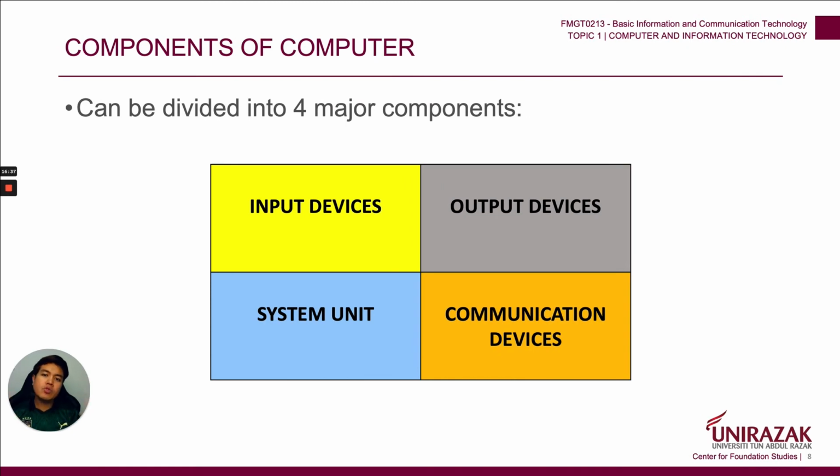So when it comes to computers, this is what I was talking about just now. A computer can be divided into four main components. What are they? Input devices, output devices, system unit, as well as communication devices. So here are the four main components of a computer, and let us look at each one of them.